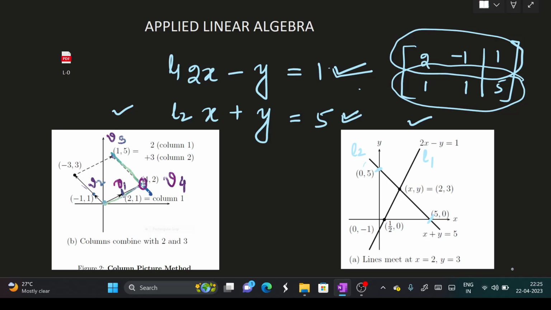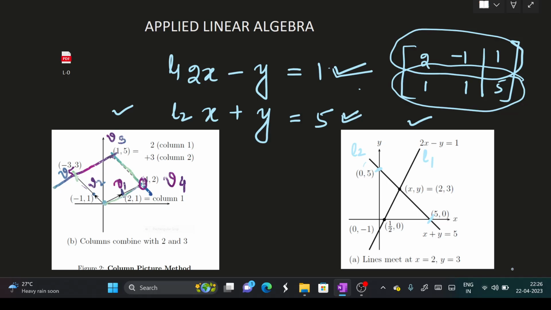Similarly, I will draw a straight line parallel to V1 from 1, 5, that is V3. From the V3 point, parallel to V1, I will draw a straight line. The point where it intersects the V2 vector, I will name V5. So along the direction of V1 I got my V4. Along the direction of V2 I got my point V5.